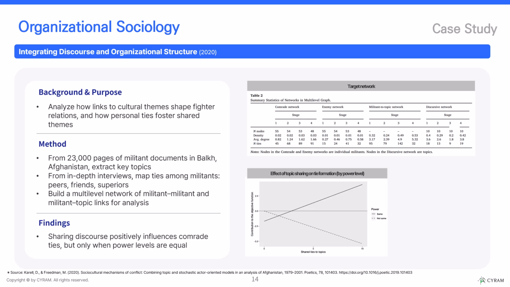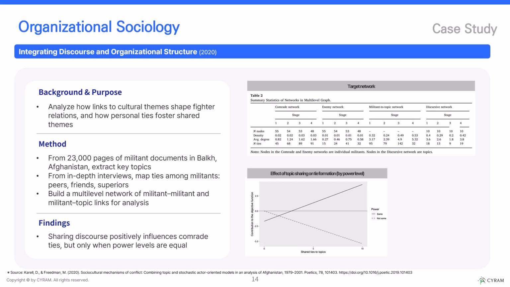In this study, the researchers extracted relationships from in-depth interviews. The goal was to see how organizational ties are influenced by shared discourse. To do this, they first analyzed documents published by militant groups in Afghanistan and identified key topics. Then, using interview data, they mapped the ties between militants, such as colleagues, friends, or hierarchical relations. On the right, you can see the 4 multi-layered networks it constructed.